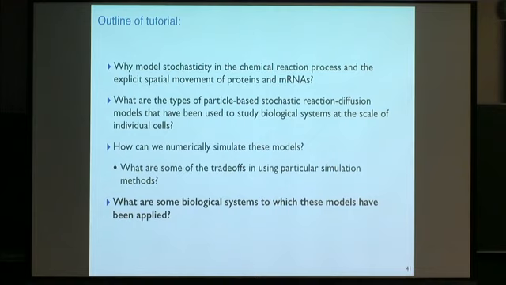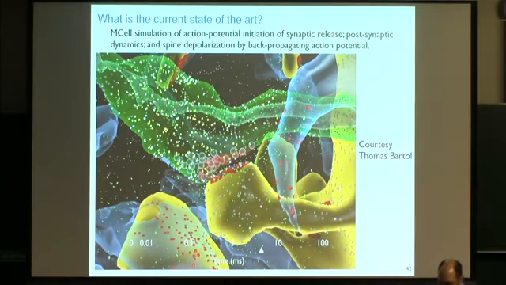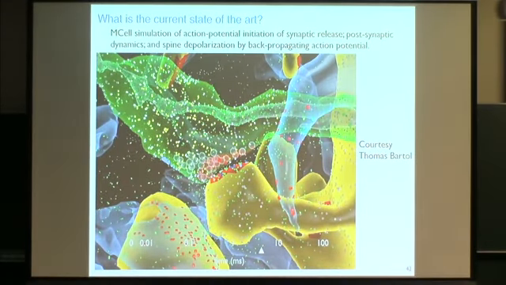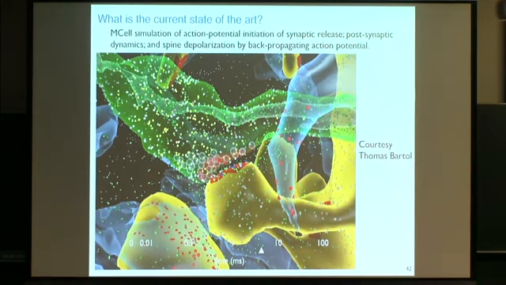I'd like to end this first piece by showing you one example of a biological system that these models have been applied to, just so you can see what one of these simulations looks like. This is actually from 2012, so probably they have even more impressive stuff. This is from the MCell group, and what I'm going to show you is a simulation of action potential initiation during synaptic release. In particular, we'll see the action potential come in, the vesicles will dump their neurotransmitter, and then we'll start seeing signaling in the postsynaptic region in the depolarization of the spine.